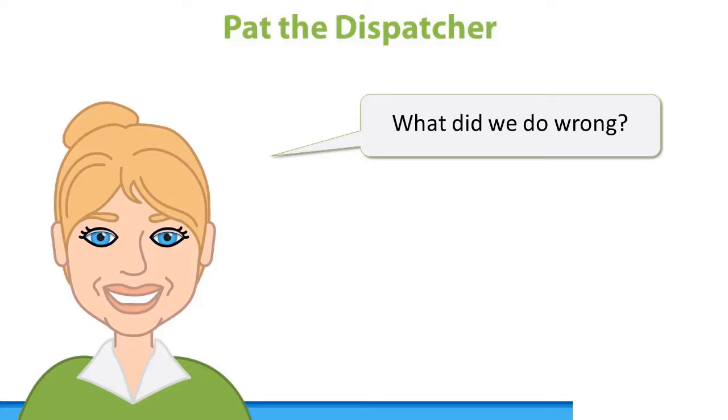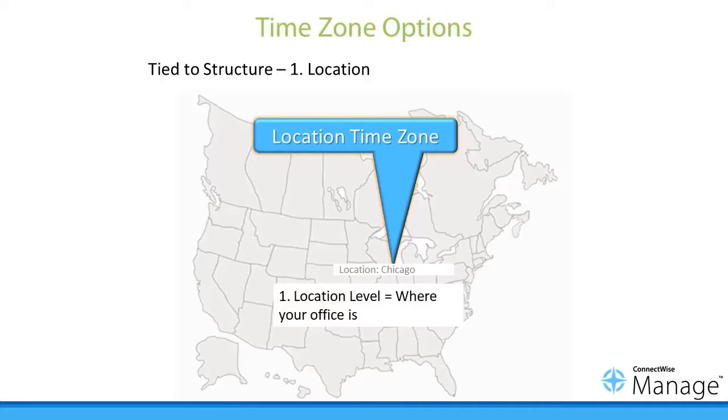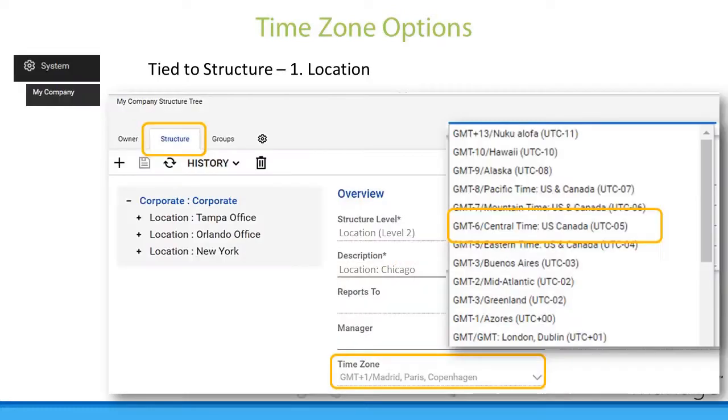Let's see. Remember the location level in your structure? That's our first time zone setting. Location is where your office is physically located. For example, my office is in Chicago. So on my Structure tab for Location Level 2, I set Central Time.